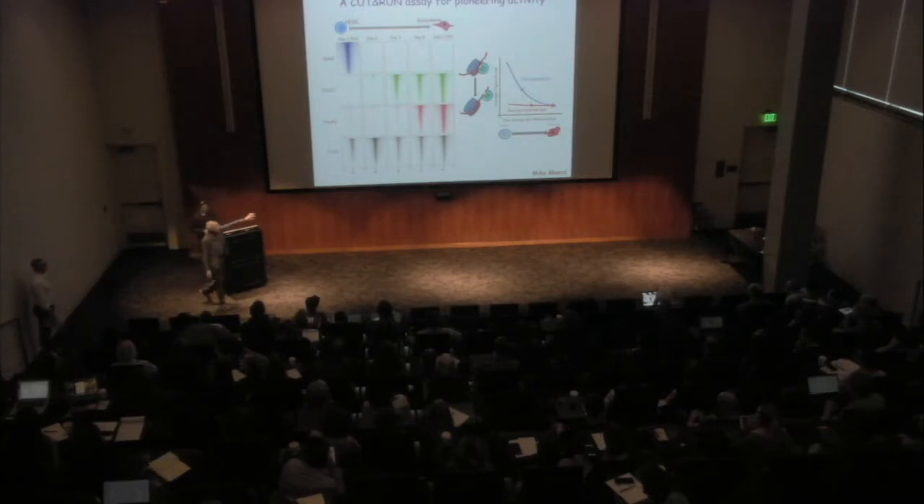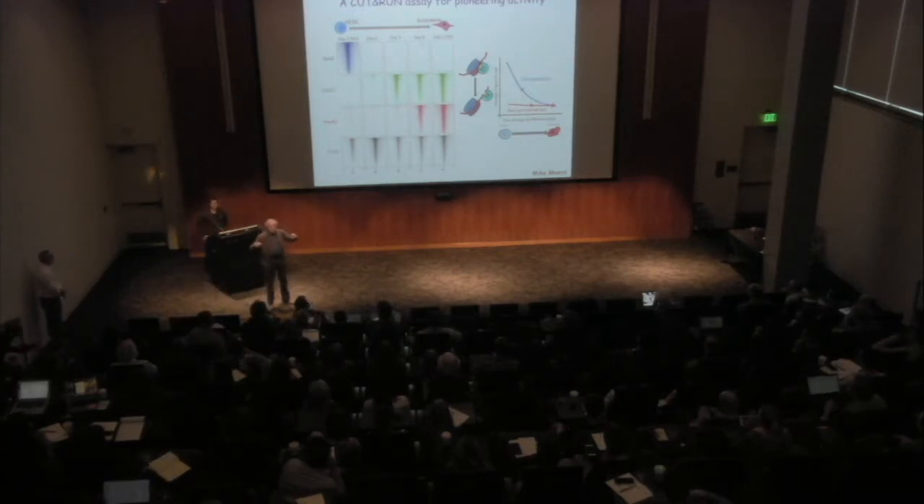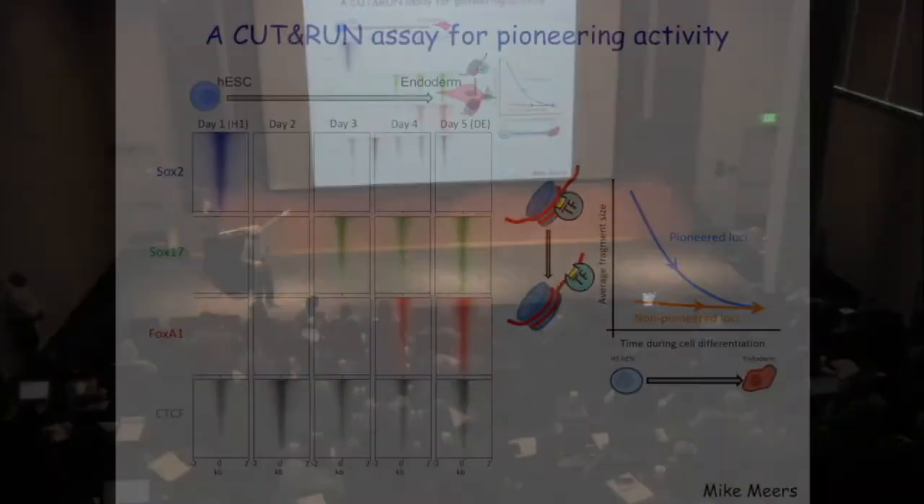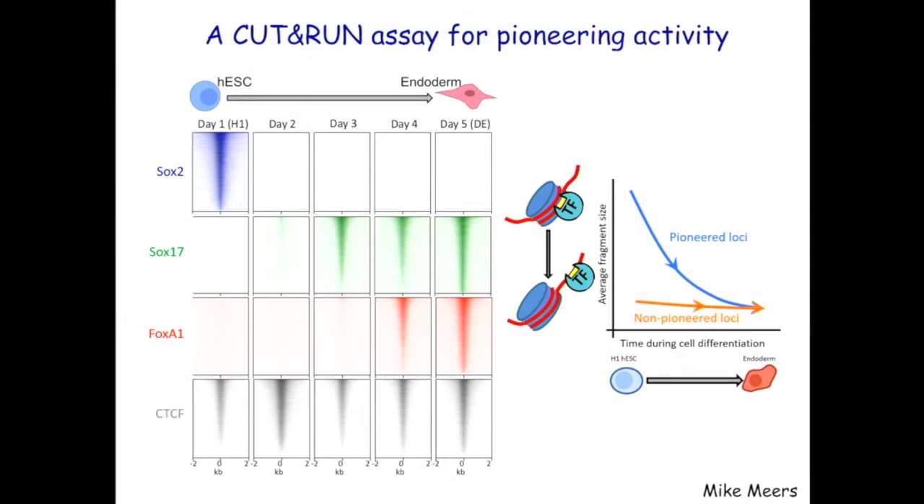Okay, so here's the idea. A transcription factor sitting on the surface of the nucleosome can't get the DNA that's right around it. It's blocked by the nucleosome, but it can reach around and get the whole nucleosome. So what you'll see is, early in differentiation, if it's sitting on the surface of the nucleosome, you're going to get large fragments, and then as it goes out and that nucleosome goes away and it binds to the naked DNA, it'll become a small fragment. And we do this locus by locus. So that's what you'd expect only for a pioneered locus.